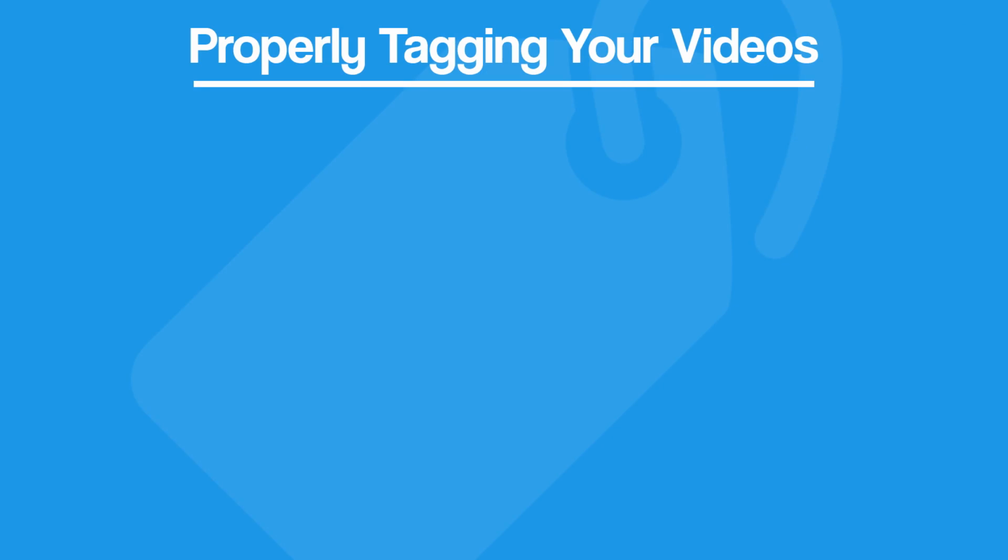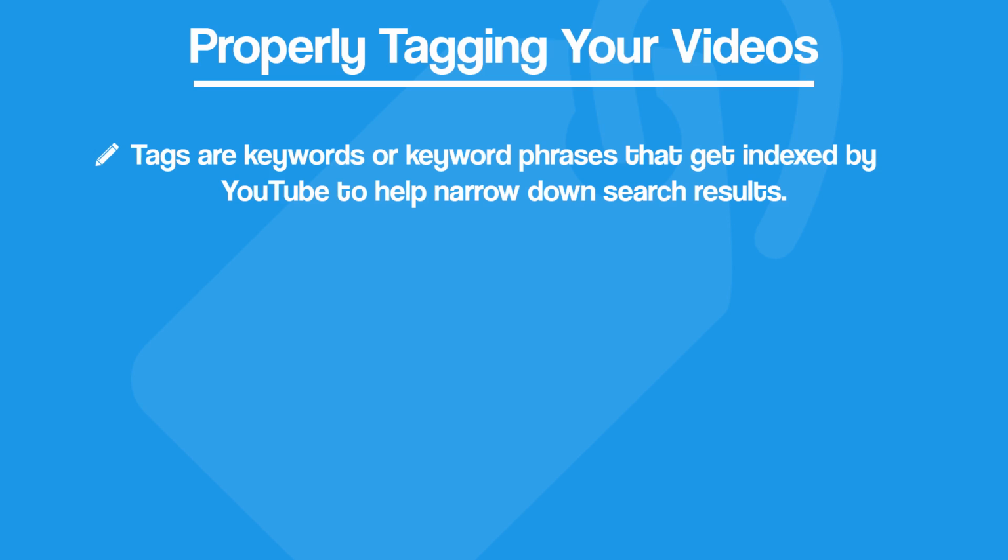Tagging your videos is an important step to optimizing your video posts. To reiterate, tags are keywords or keyword phrases that get indexed by YouTube to help narrow down search results. They're not as important as a video title or description, but will still make a noticeable impact on the amount of traffic a video receives. YouTube only indexes the first 10 tags, so there's no reason to go overkill in this section.